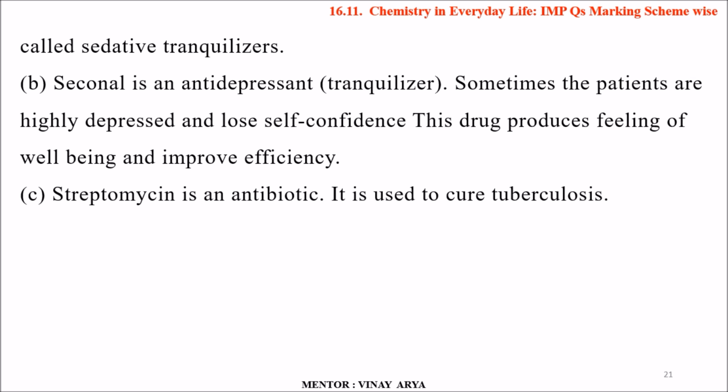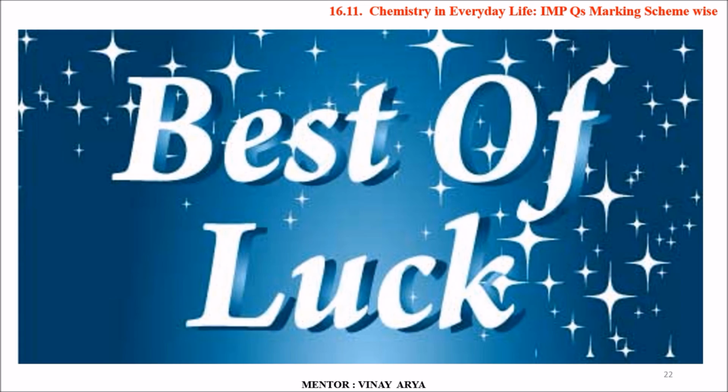Sometimes patients are highly depressed and lose self-confidence. This drug produces a feeling of well-being and improves efficiency, and is used mostly in mentally retarded and mentally depressed people. The third is streptomycin. It is an antibiotic. It is used to cure tuberculosis.